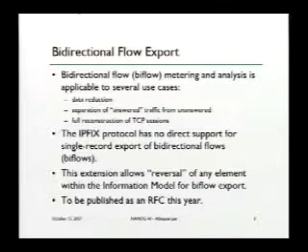Basically, the way it works is it allows you to take any information element in the information model and say, okay, this may be your forward count of octets in this flow, and here's the reverse count of octets in the flow. So to represent a biflow, you just take your flow key, and then you have two information elements for each record, one for each direction. And that should be published as an RFC this year.